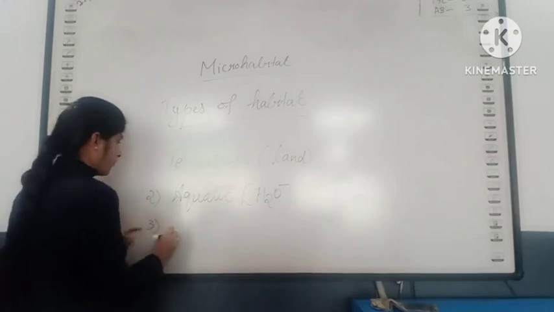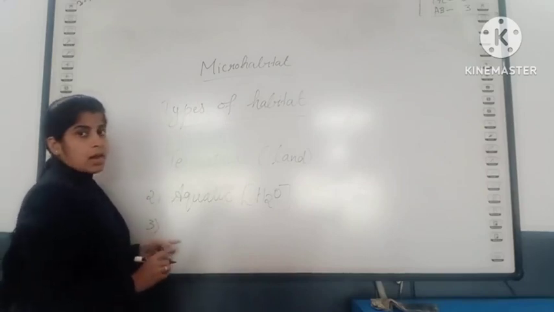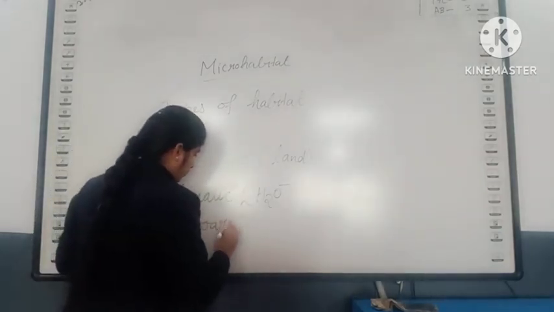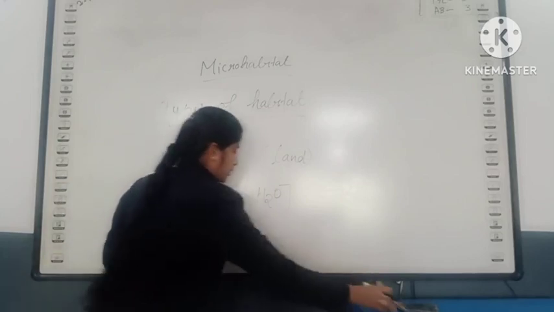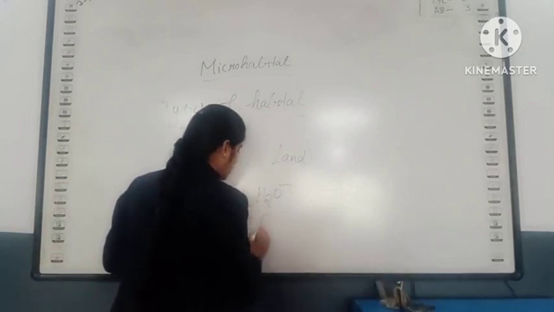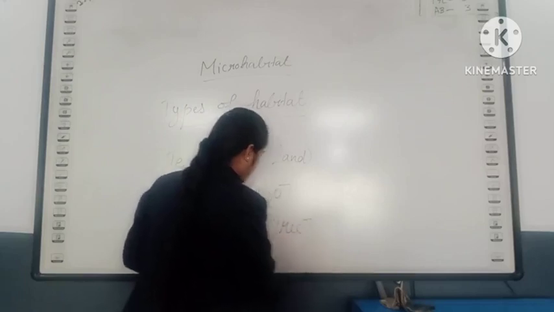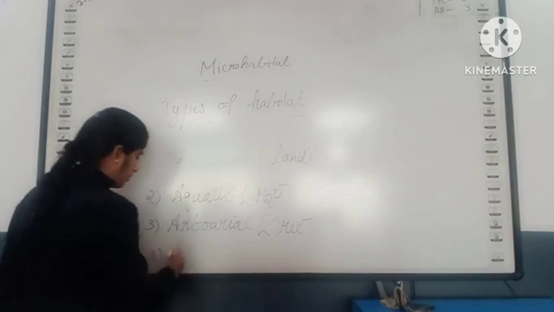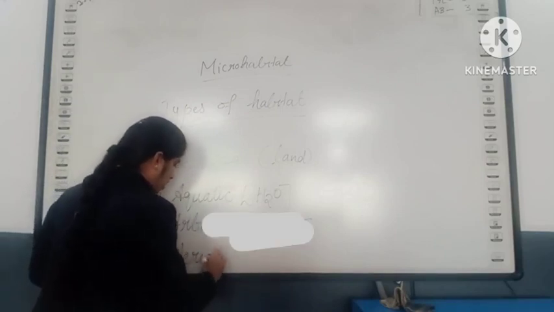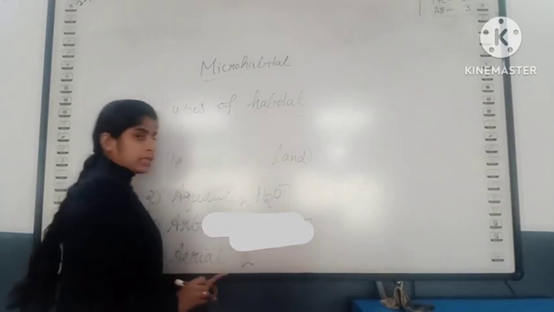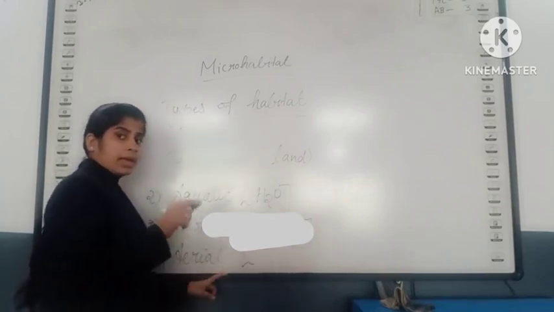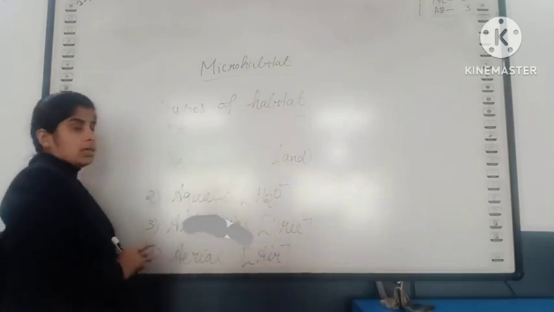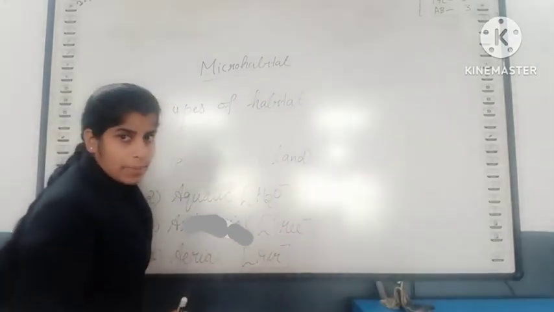And third one, arboreal. Arboreal means the organisms that live on trees. And fourth one, that is called aerial. The organism that spends maximum time where? Air. That is aerial. So these are the four types of habitat.